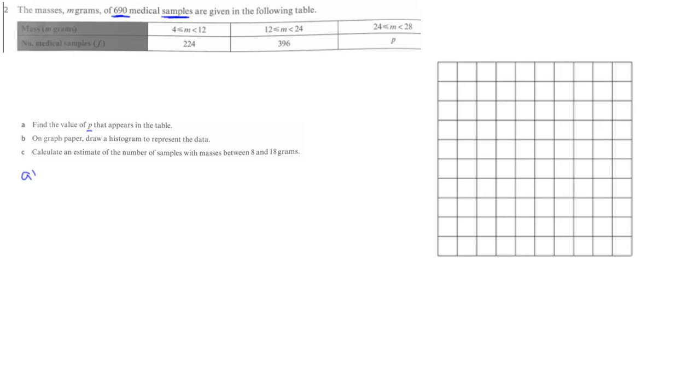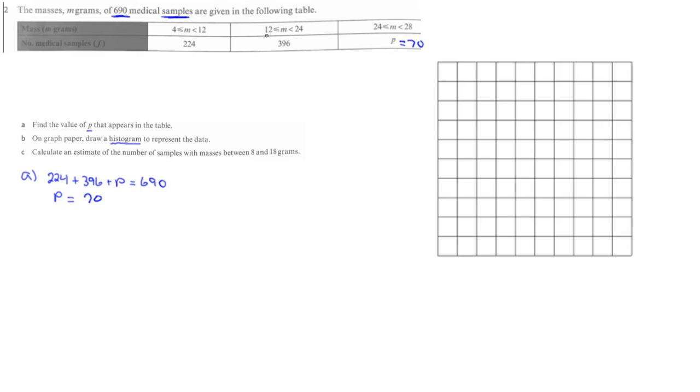All right, so they tell us there's 690 samples. Well, that means that these numbers, 224, 396, and then P must equal 690 because it's a grouped frequency table. So this is how many times each thing happened, and the 690 is the total number of times it happened. So that means we got P is equal to 70.